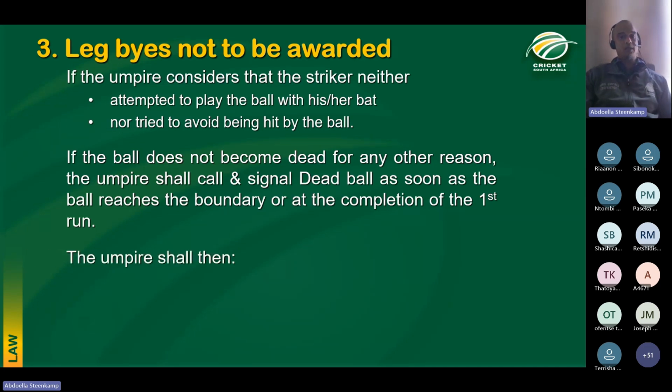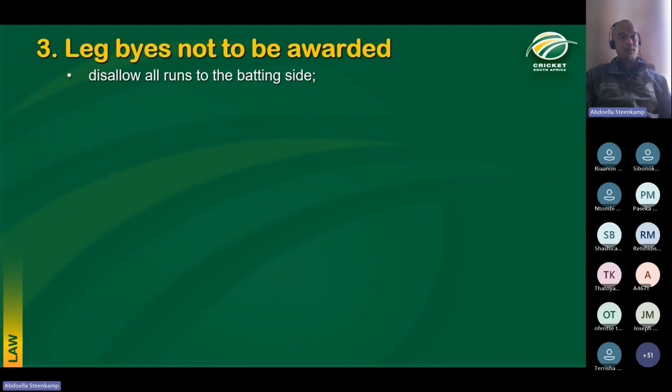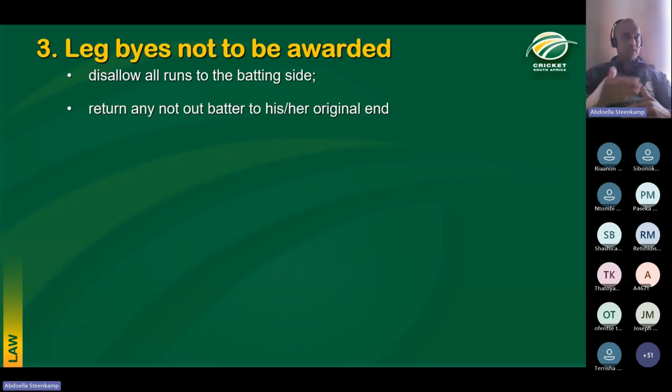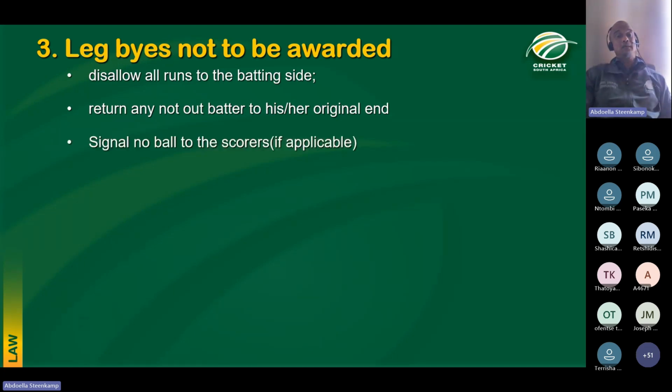There's more work for the bowler's end umpire. The bowler's end umpire needs to disallow all runs. That run is not to count, and the reason is that leg byes should not be awarded. The batter didn't attempt to play at the ball, didn't offer a shot. So you need to disallow those runs. Return any not out batters. They need to go back to the original end. So once you call and signal dead ball, you need to tell the batters, go back to your original end.